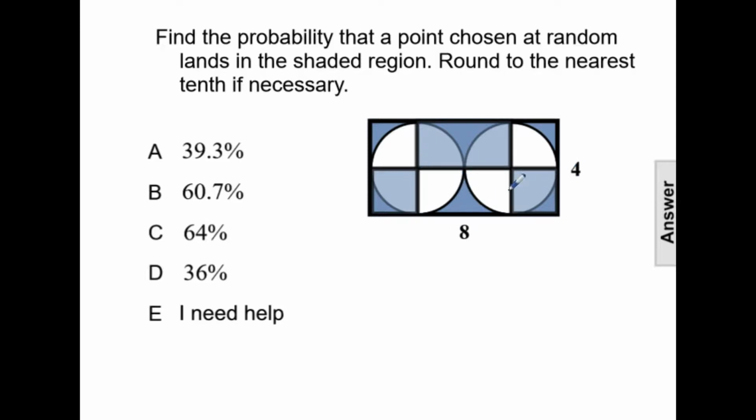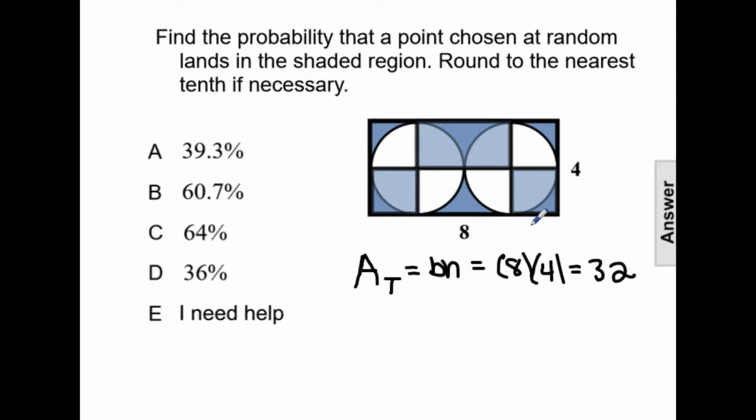So we're going to have to use that in order to find the area, because the probability will be the area of the shaded over the area of the total. Well, the area of the total figure is quite simple. We have this rectangle. So the area of the total will be the formula for a rectangle's area, base times height, which is, in this case, 8 times 4, which is 32. So that's the area of the total.